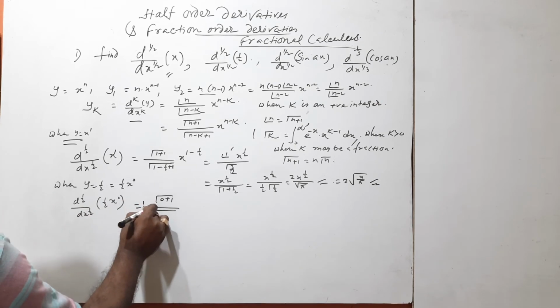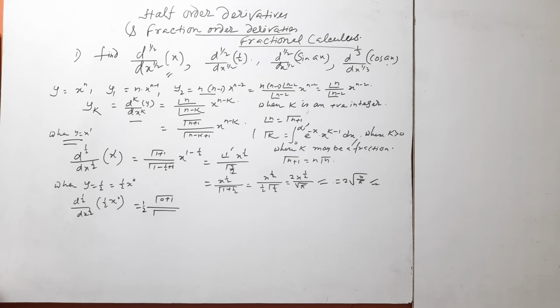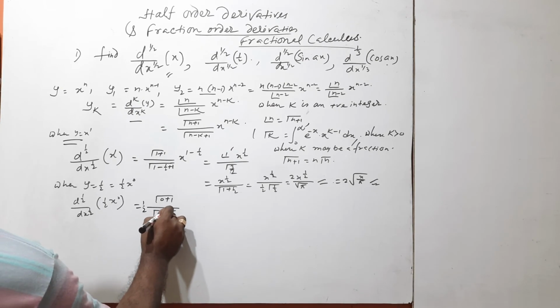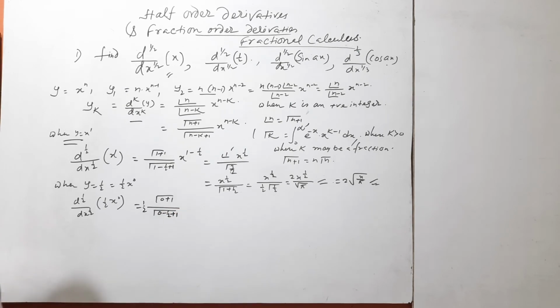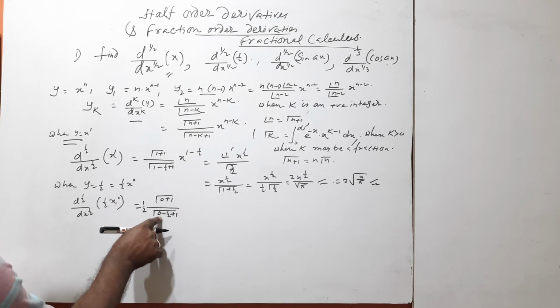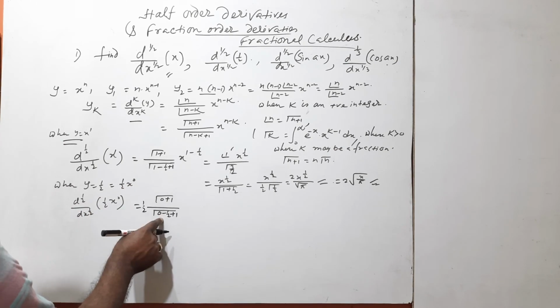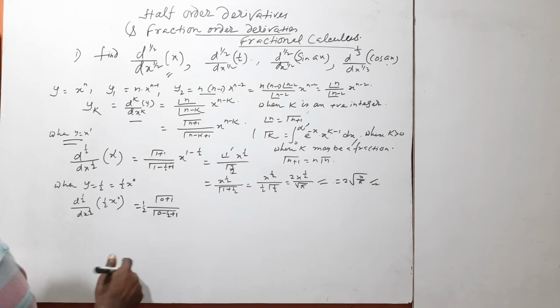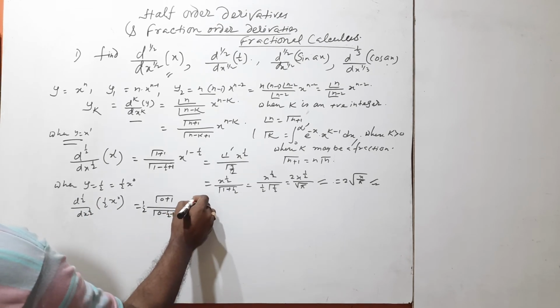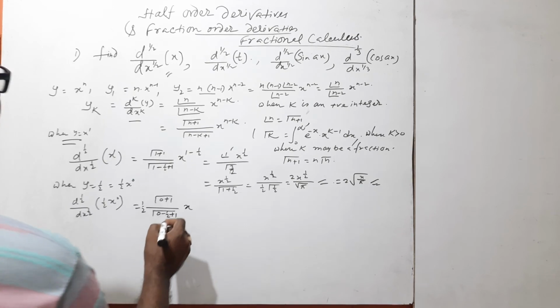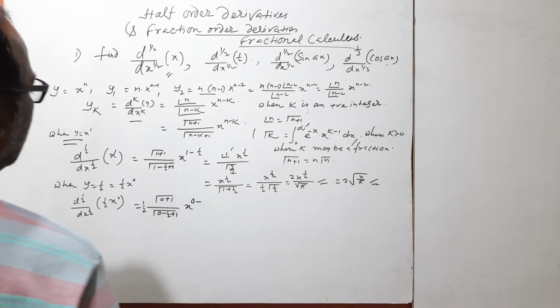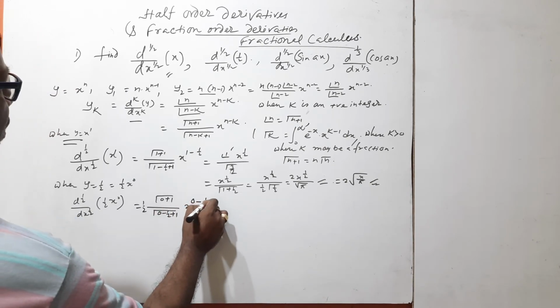So half we are unchanged. So here 0 plus 1. So 0 minus half and plus 1. So n means 0, and k means half plus 1. And x to the power, that is n means 0 and k means half.